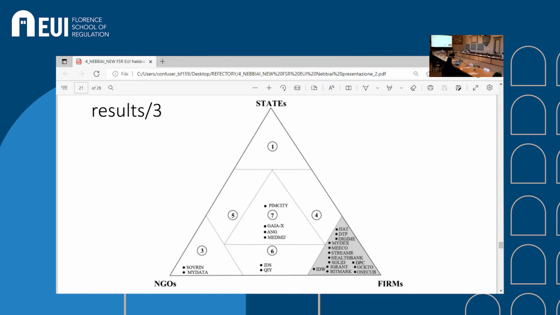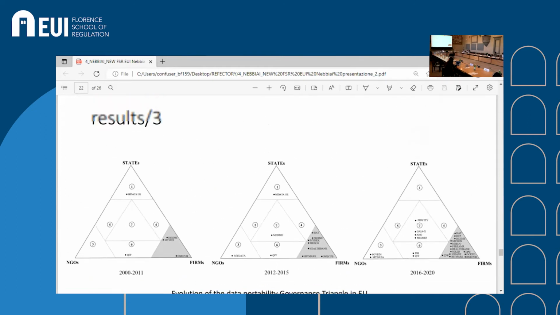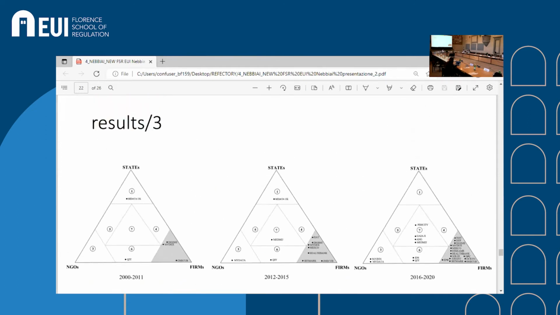But the most interesting feature here is that the majority of these schemes are governed by firms. So they have a business origin and governance. Here we can see also a chronological series of snapshots from different periods. Thank you. And the interesting trait also here is that the firms and the business side were prominent also during the first years of 2000.